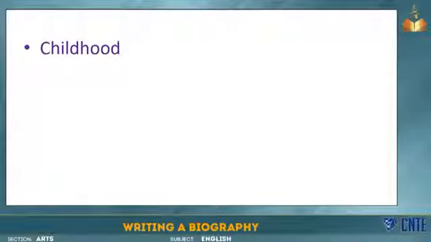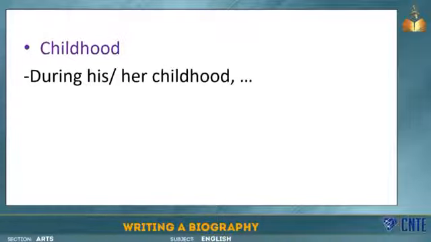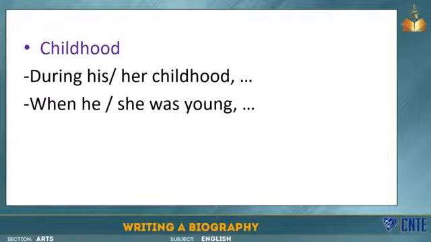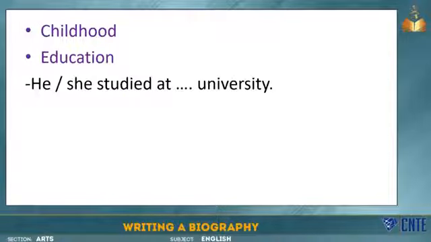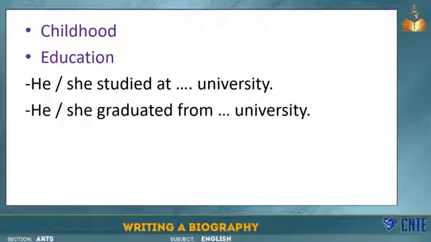First, when we would like to speak about childhood, we use expressions like during his or her childhood or when he or she was young. Second, if we want to speak about someone's education, we use the following expressions. First, he or she studied at, and you mention the university's name, or you say, he or she graduated from, of course, university, and here again, you cite the name of the university.